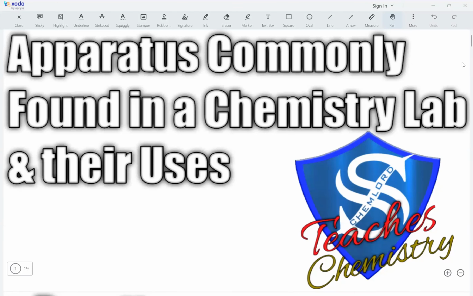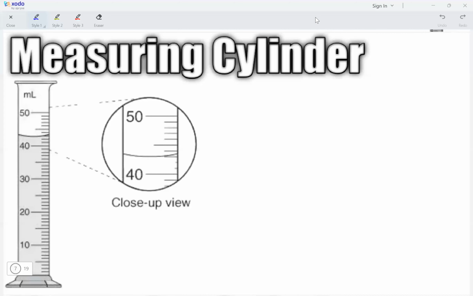Hi guys, this is experimental chemistry and we are looking at apparatus commonly found in a chemistry lab and their uses. Measuring cylinder. Measuring cylinders are pieces of apparatus found in the chemistry lab used to measure volumes of liquids which are approximate.